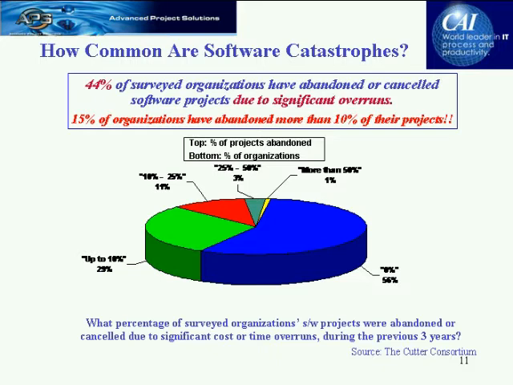But let's look at the next line here. 15% of organizations have abandoned more than 10% of their projects. In other words, we're saying that, yes, almost half of the surveyed software organizations have abandoned or canceled projects that were in trouble. But we're not saying that they've just abandoned or canceled one or two or that they do it rarely. In 15% of the cases, they've done it to more than 10% of their projects.